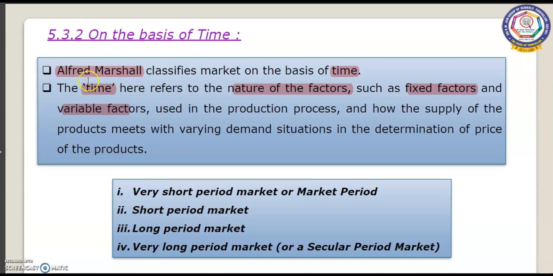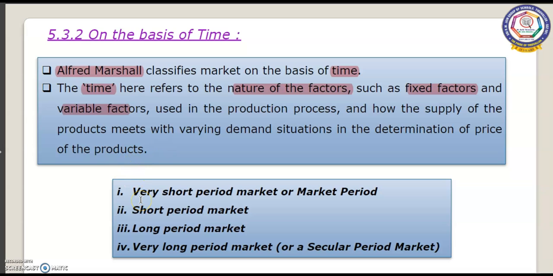Next one, on the basis of time. Alfred Marshall classifies markets on the basis of time. Here in economics, time refers to the nature of the factors, such as fixed factors and variable factors, used in the production processes. So different factors like land, capital, and the machineries which we are going to involve in the production process, and how the supply of the product meets the demand in the determination of the price of the product.